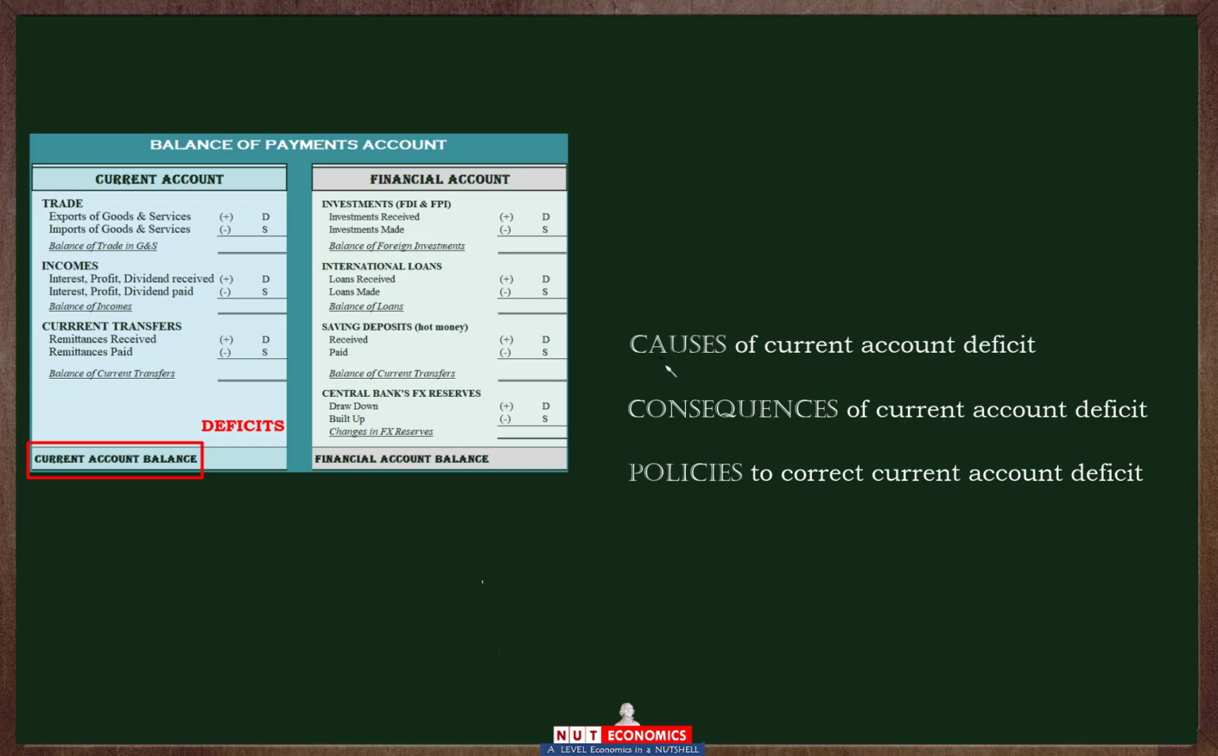Now, as far as your exams are concerned, as far as your A-level economics is concerned, remember the causes and consequences. They are going to be the subject of your essay questions, whereas the policies to correct these current account deficits will be tested both in your MCQ as well as your essay questions. So that is always good to know before you start learning all these different things.